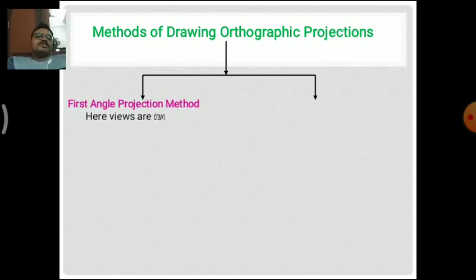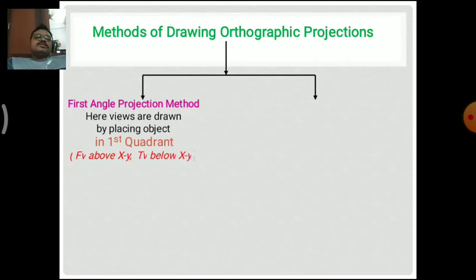So the first one is the first angle projection method. In this first angle projection method, the views are drawn by placing the object in the first quadrant only, that is, the front view is above the XY line, that is the reference line, and the top view is below the XY line, that is the reference line.